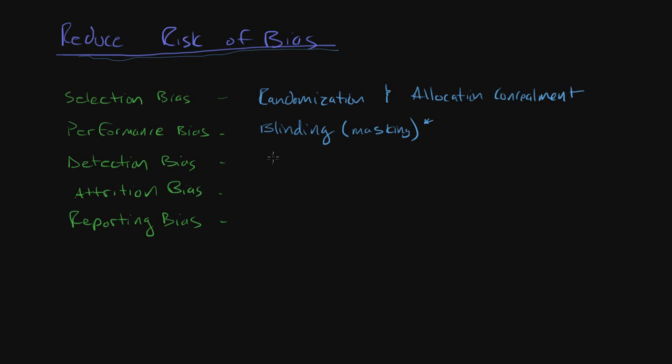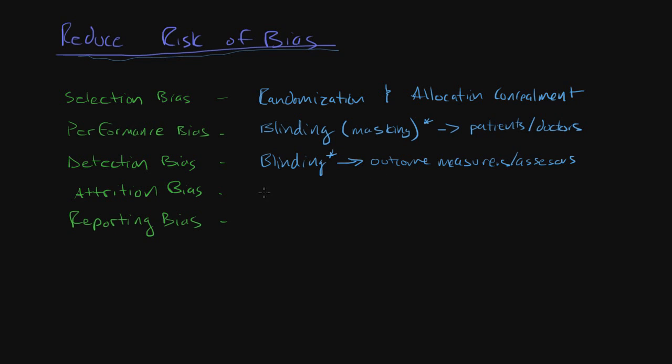Detection bias can also be reduced by blinding, but as opposed to the blinding in performance bias, which is usually for the patients or the doctors in the study, detection bias can be reduced by blinding the people who measure outcomes. This is especially important whenever you have subjective outcome measures, like pain scores. It's really important that you have a blinded assessor to make sure there's no detection bias.